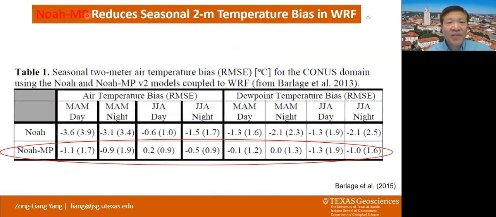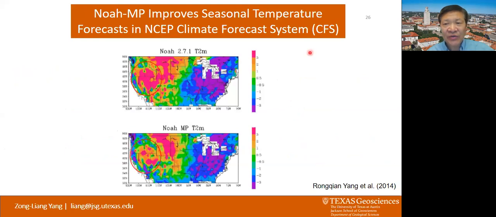Using NOAA-MP to replace the original NOAA reduces the 2-meter air temperature bias. 2-meter air temperature is a very important variable in weather forecasting, because every day you want to know the weather forecast, how warm the temperature is. And that is very important to tell heat waves and droughts, things like that. So with NOAA-MP, the biases in the original NOAA linked with WRF are reduced. And also when you link that to the NCEP climate forecast system, like CFS, again, the regional biases, like in mountainous regions, are reduced, as you can see in NOAA-MP.